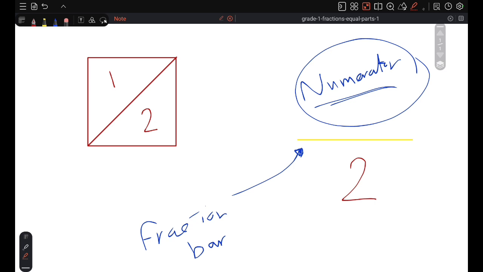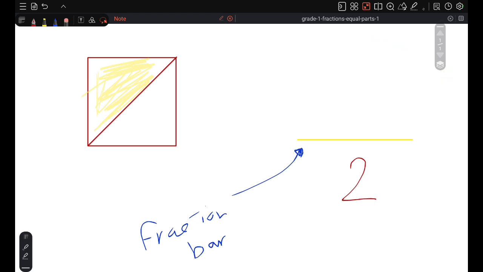So what does the numerator represent? The number up represents the colored parts. If I color one part here, for example this one, what will the number up be? Exactly, I have 1 part, because the colored part is only 1 part.